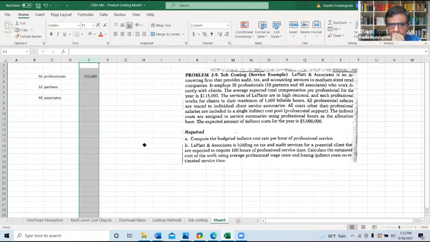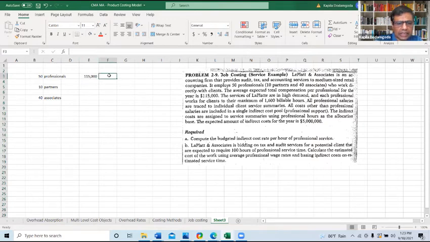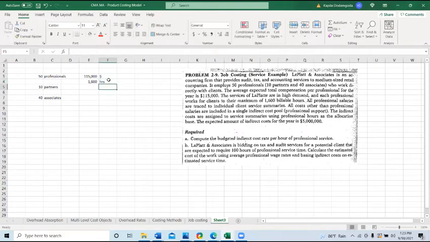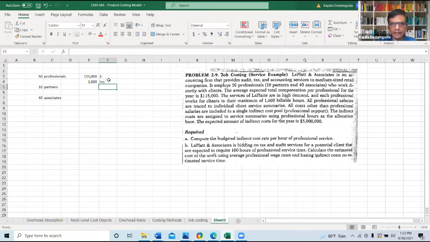The services of the company are in high demand, and each person works for clients a maximum of 1,600 billable hours. So this is the number of dollars that is their cost, and their hours is 1,600 hours. 1,600 billable hours. What do you think is the period? Is this for a month or for a year? I assume it to be a year. Yeah, this is the hours, right?